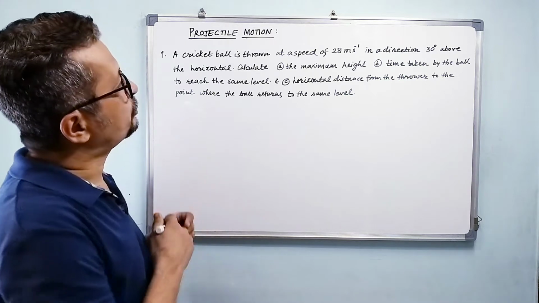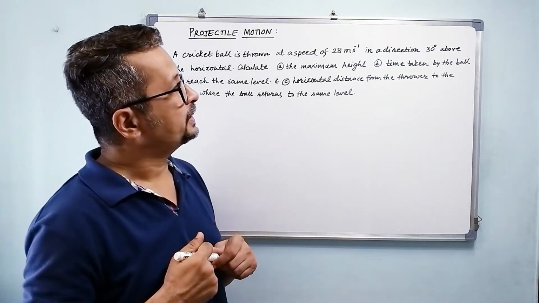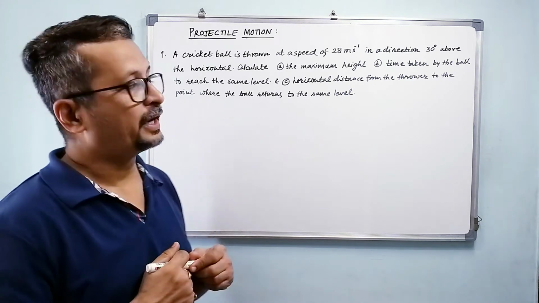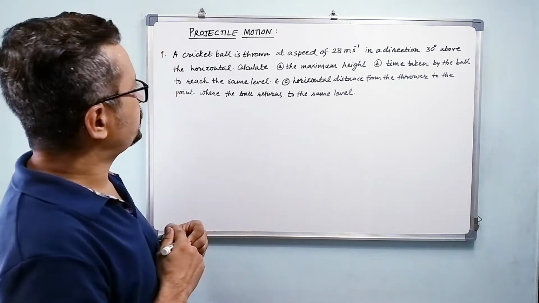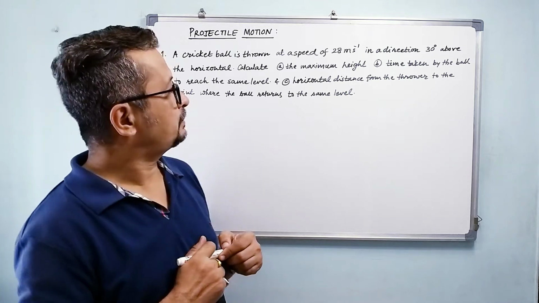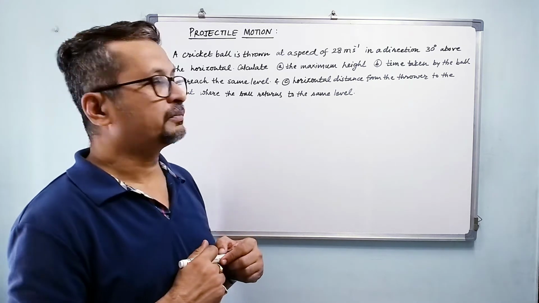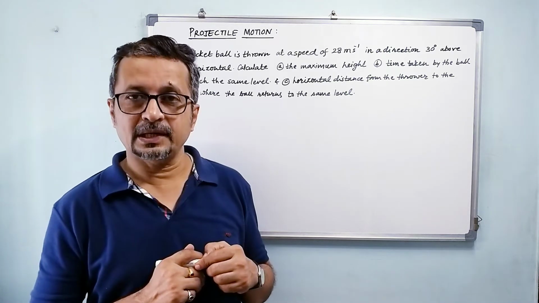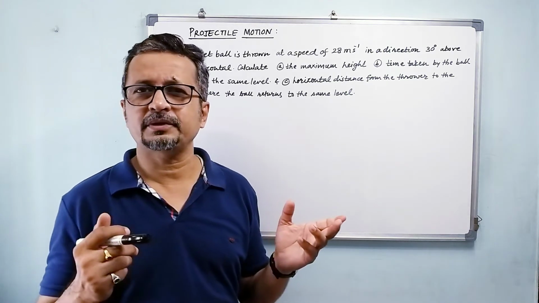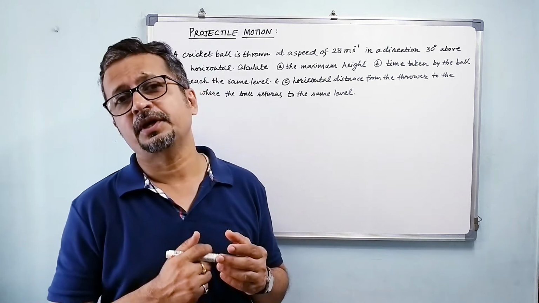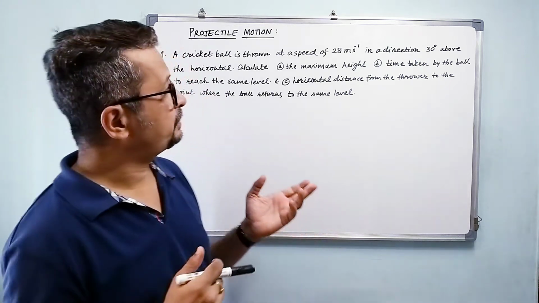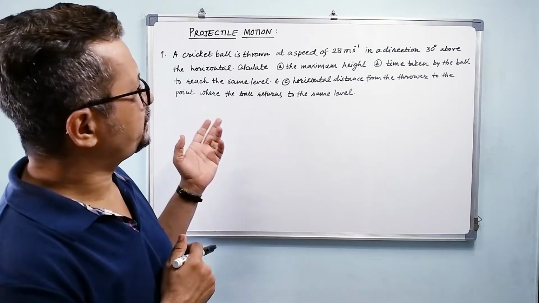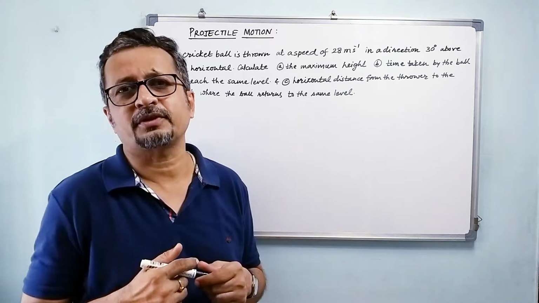A cricket ball is thrown at a speed of 28 meters per second in a direction 30 degrees above the horizontal. Calculate the maximum height, the time taken by the ball to reach the same level, and number 3 is the horizontal distance from the thrower to the point where the ball returns to the same level. Right, it's quite simple. You have been given the initial velocity and the angle of projection. What else do you need? You don't need anything else for that, right?